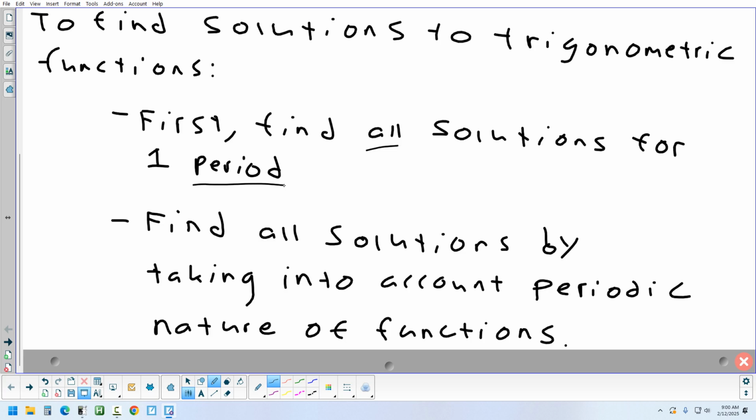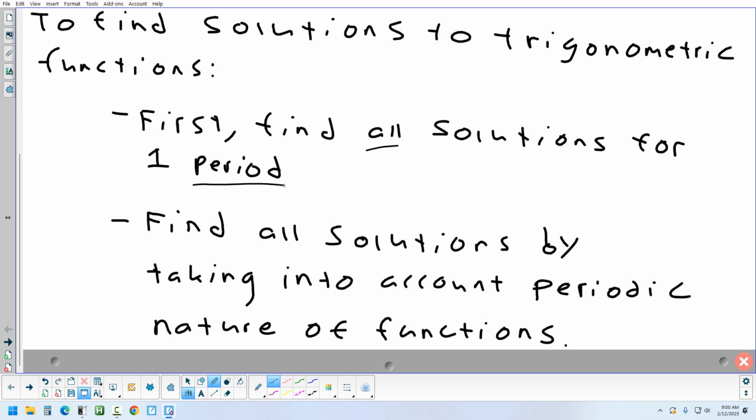Isn't the period the full length of the cycle? Yeah, and what's the formula to find it? Sure, yeah. For radians, it's 2 pi over b, and for degrees, it's 360 over b. Yep.